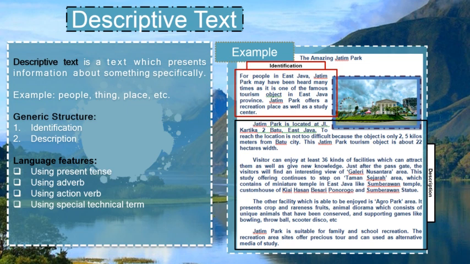The second, third, fourth, and the last paragraph are descriptions. Some paragraphs show how the place looks like, where it is located, how many parts are in the place, and what value the place has. From this part, we know Jatim Park is located at Jalan Kartika to Batu, East Java.